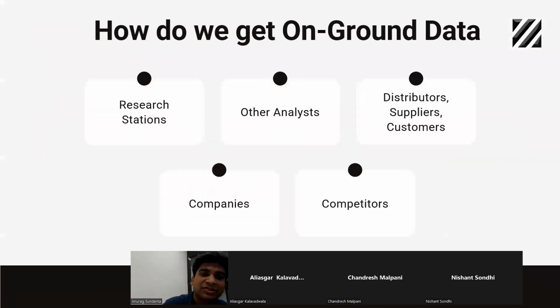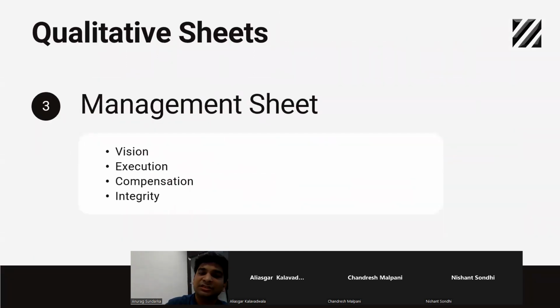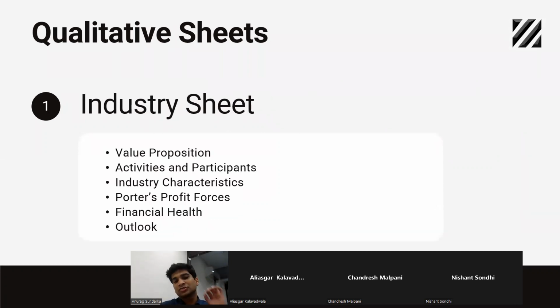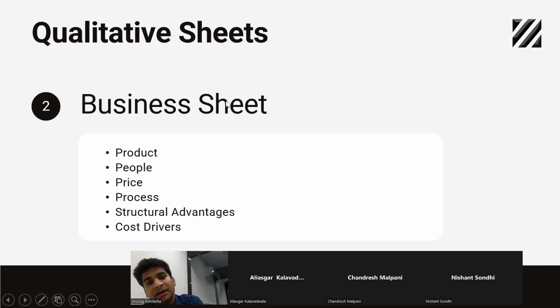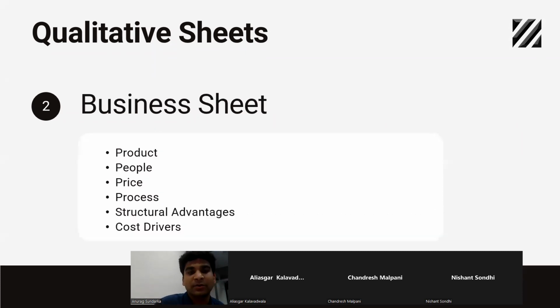So what we have done is we have created products called the industry sheet, business sheet, and management sheet. We will not go into very great detail because these get technical in nature. What the industry sheet does, very quickly, is tell you what you need to look at to understand an industry. Next, to understand any given company, what are the things that you need to understand? And to understand any given management, what are the things that you need to understand?